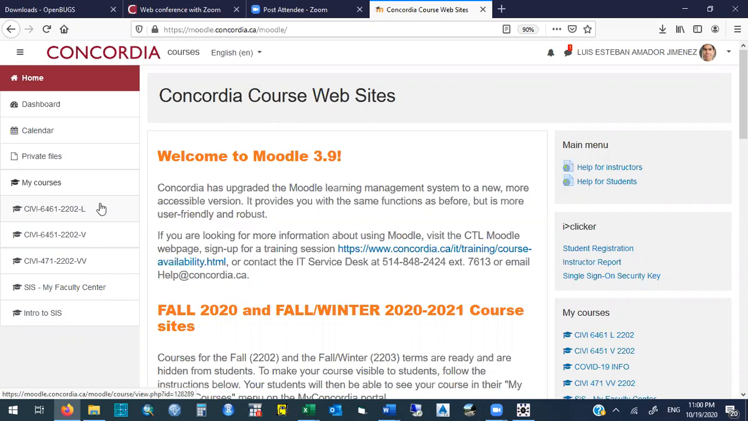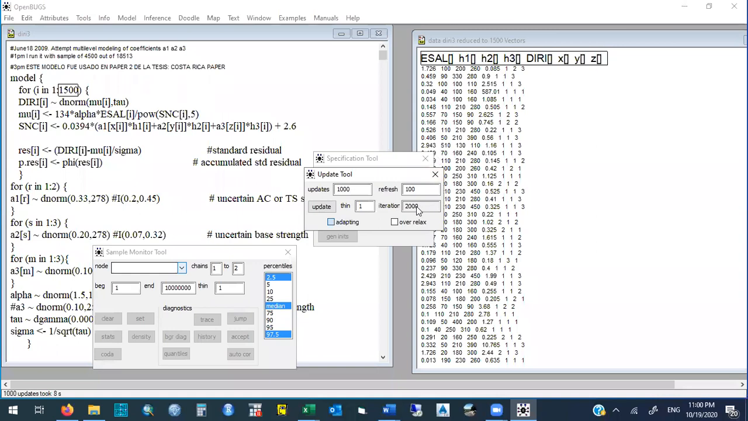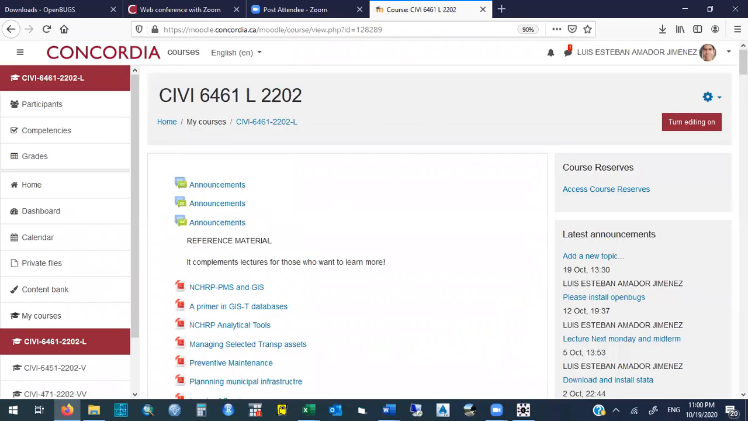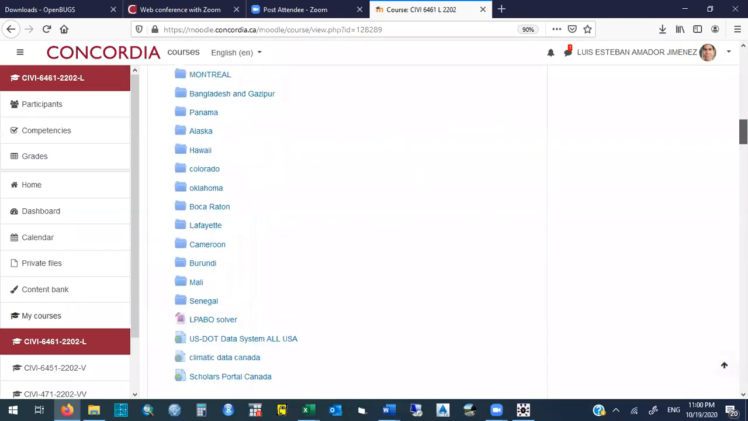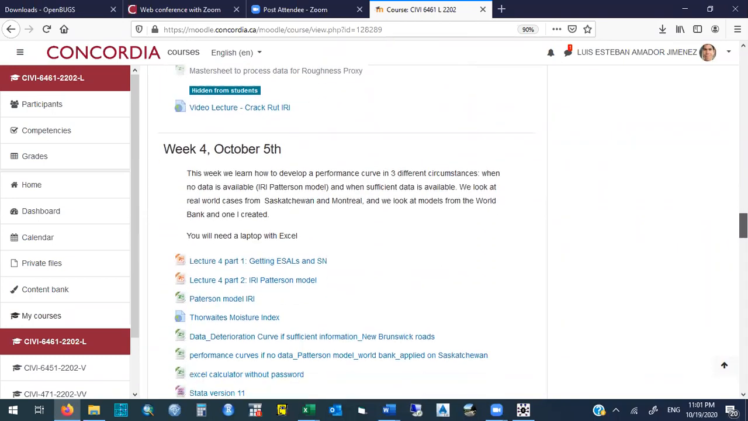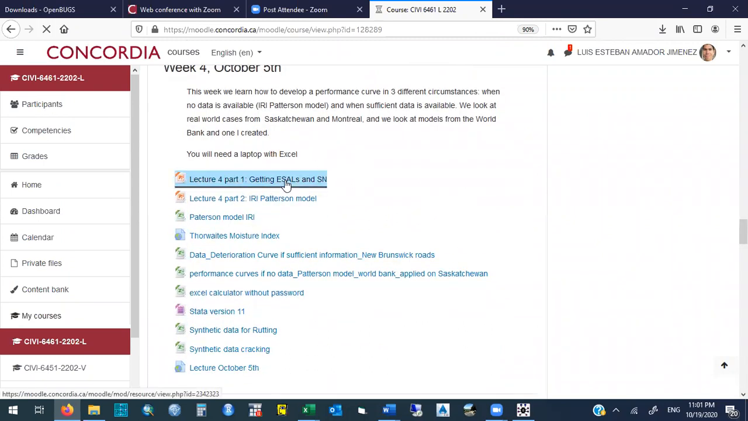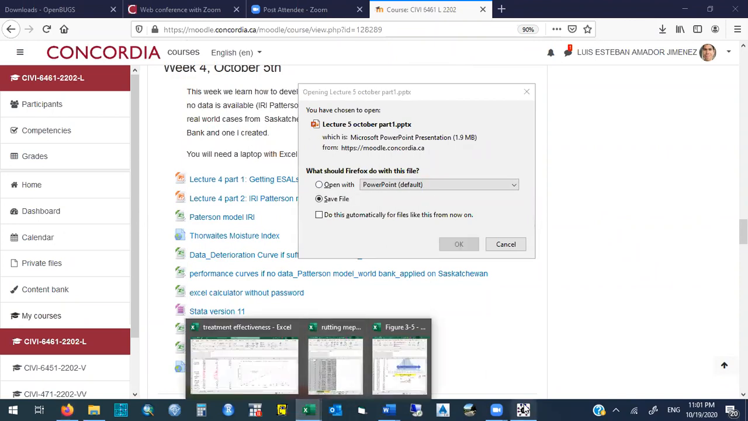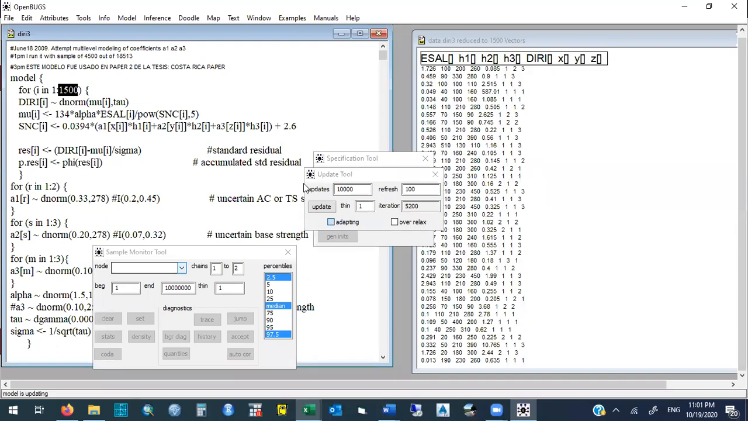Those are the 1,000 I'm running here. Well, so far 2,000. Let me see if I put the 10,000. In the meantime, I just recall here from this one, that should be in the class where I talk about the ESALs. It's basically generating random numbers within those defined parameters, and rerunning them, and then coming up with the converged values for the coefficients, right?